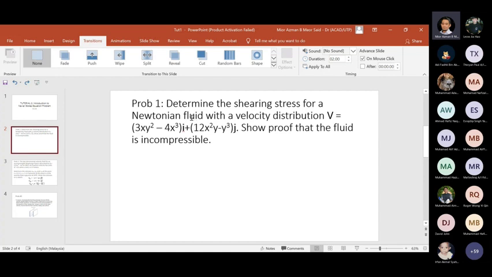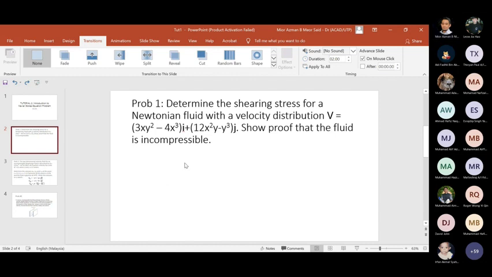As you know, what is the difference between a Newtonian fluid and a non-Newtonian fluid? So the velocity distribution given here is v. You can see it's a bold v, and then we have a bold i and bold j here. So you know that it's a vector, right? So this is a velocity vector equation, which has directions i and j. In Cartesian coordinates, i and j mean the x-axis and y-axis.